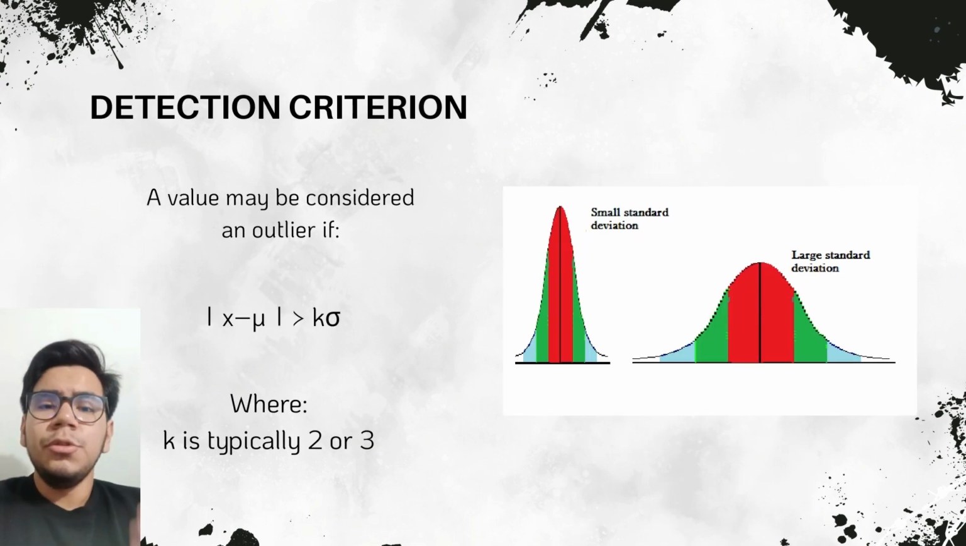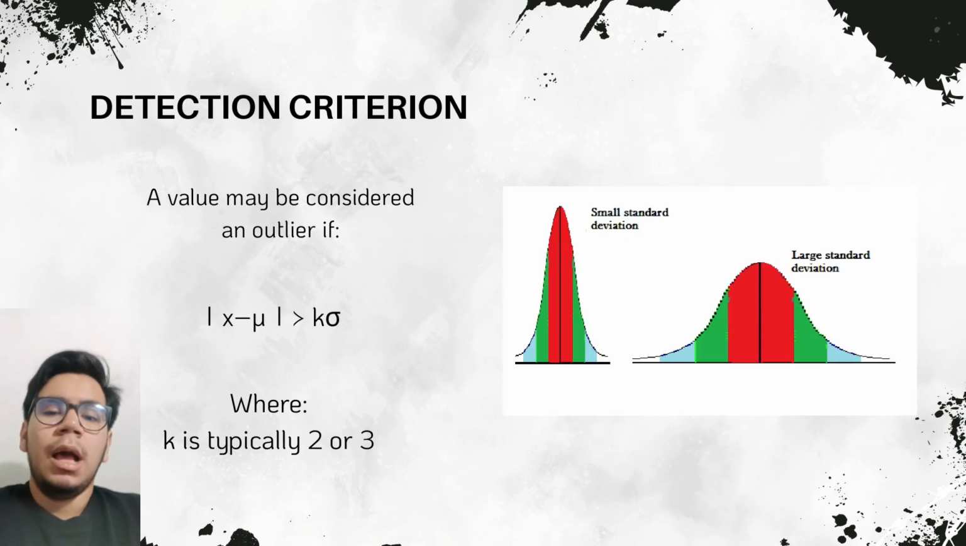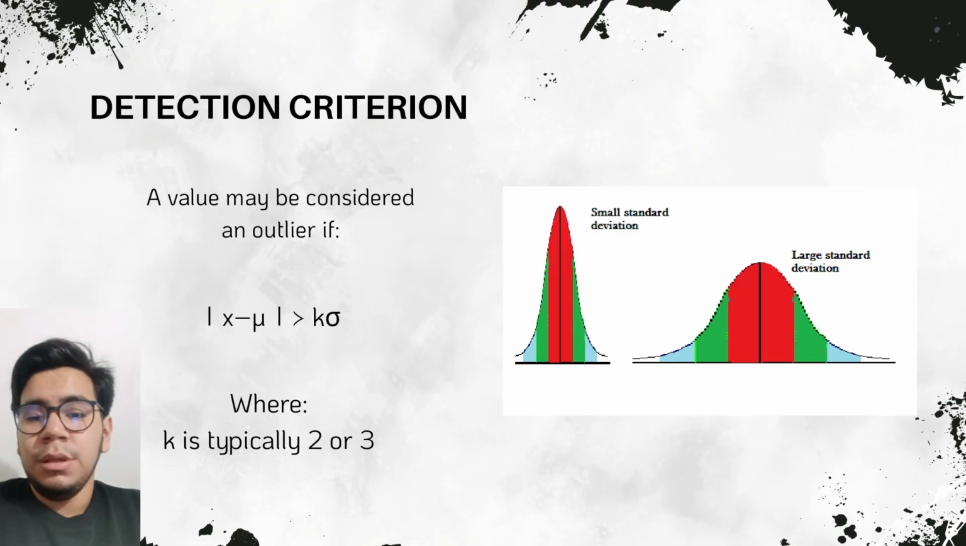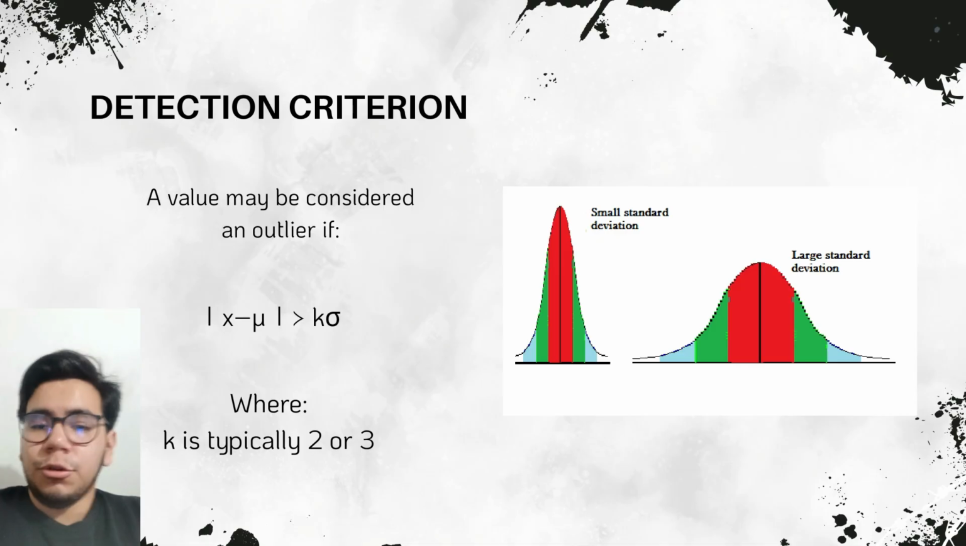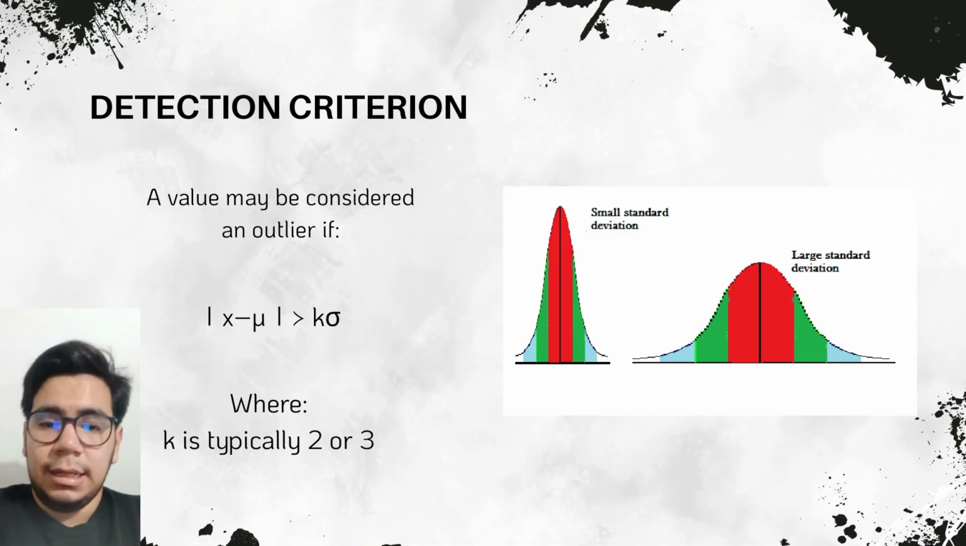And when is a value considered an outlier? A value may be considered an outlier if the difference between this value and the mean is greater than the standard deviation multiplied by k. K is typically 2 or 3. This number is decided by the data analyst.